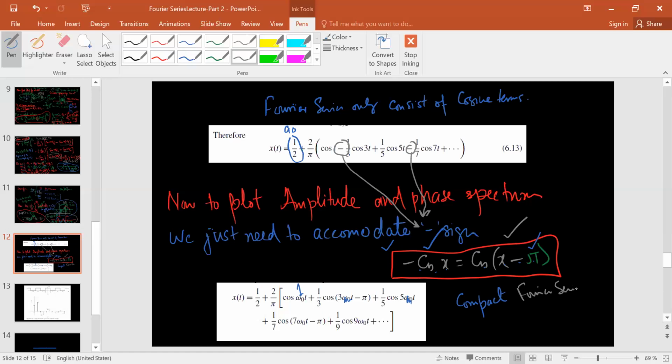Because in the compact Fourier series, everything is cosine, and there are phase terms. So I can see that there are phases, pi, minus pi. These phases come because I have to convert the sign. This was a negative sign before, but to make it positive, I have to plug in this pi as a phase term. Okay.